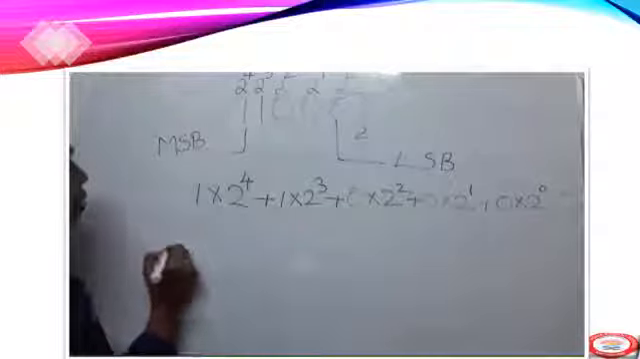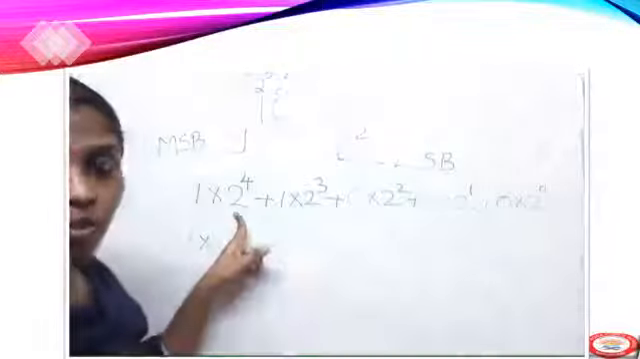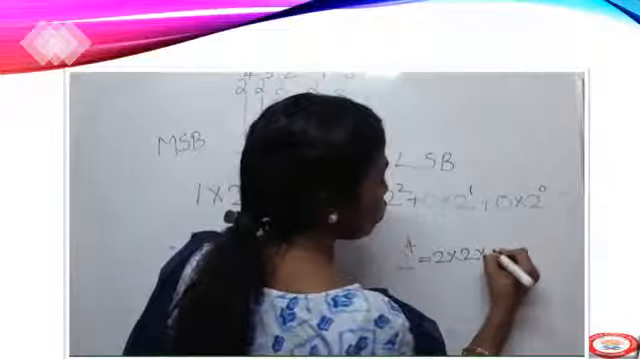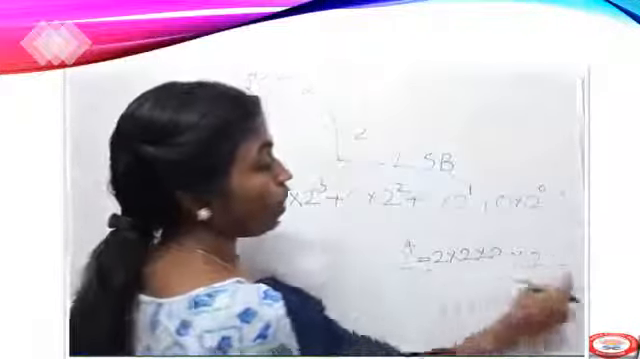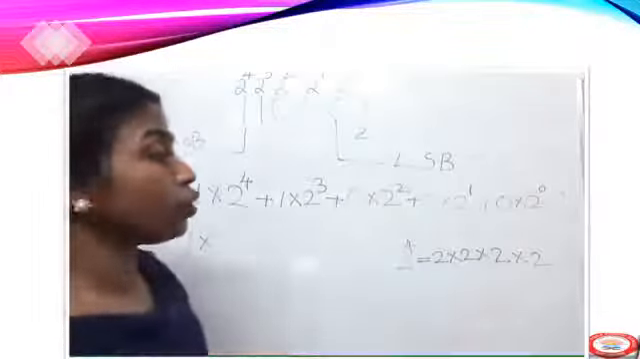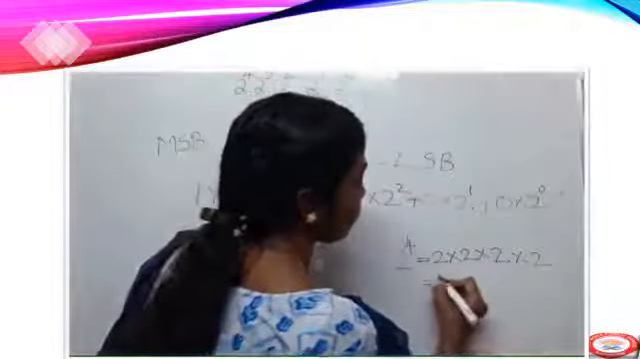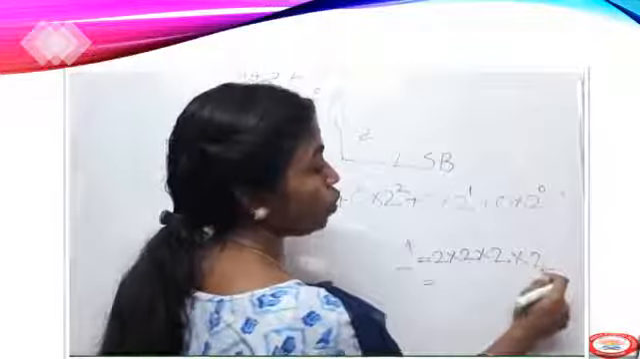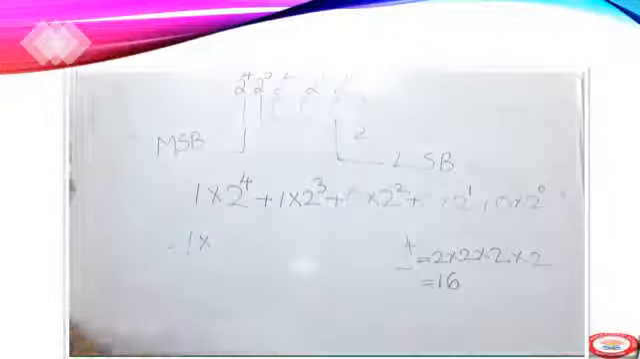Next, you can write 1 into, what is the answer of 2 to the power of 4? 2 to the power of 4 is equal to 2 into 2 into 2 into 2. Here it's 4, so you have to multiply again and again, 4 times. Then 2 into 2 is equal to 4. 4 into 2 is equal to 8. 8 into 2 is equal to 16. So 2 to the power of 4 is equal to 16.